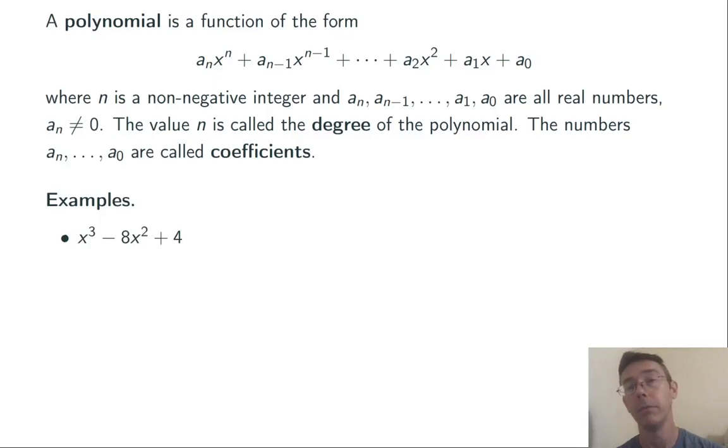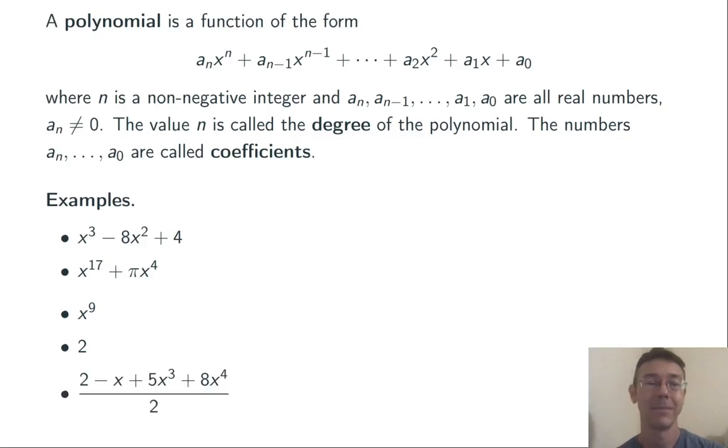Let's see a few examples of polynomials. X to the third minus 8x squared plus 4 is a pretty typical polynomial. X to the 17th plus pi x to the fourth is a polynomial. Here we see a coefficient that is not an integer and in fact isn't even a rational number. X to the 9th, this is a polynomial. It just has one term in it. 2 is also a polynomial. Constant functions are always polynomials. In fact, they're the simplest polynomials that there can be.